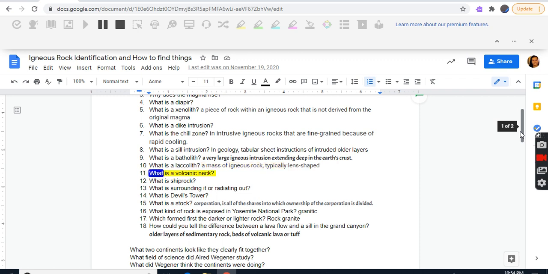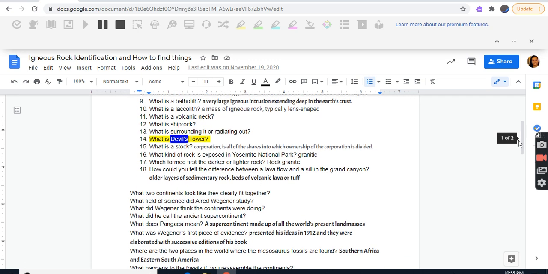11. What is a volcanic neck? 12. What is Shiprock? 13. What is surrounding it or radiating out? 14. What is Devil's Tower? 15. What is a stock? Corporation is all of the shares into which ownership of the corporation is divided.